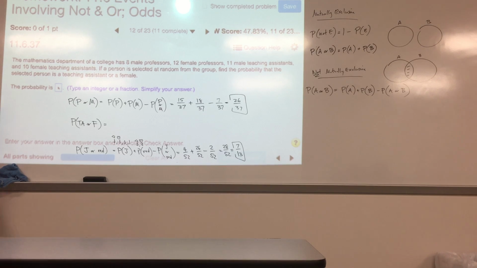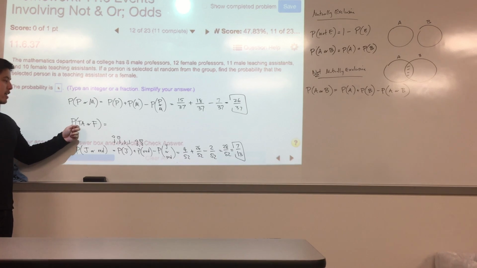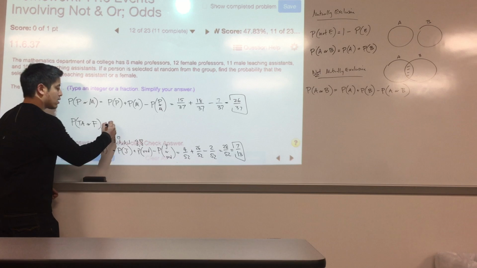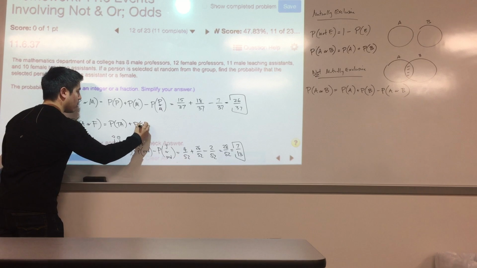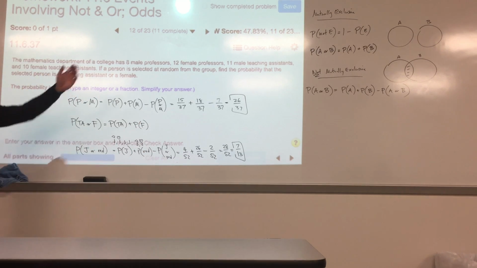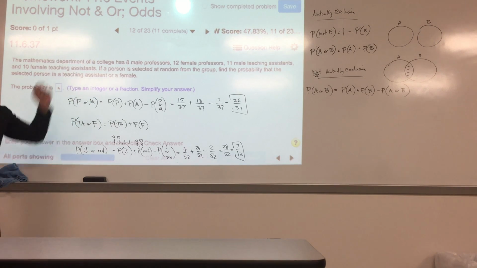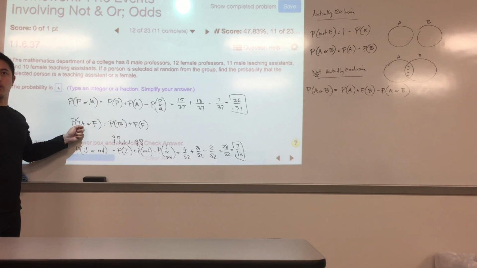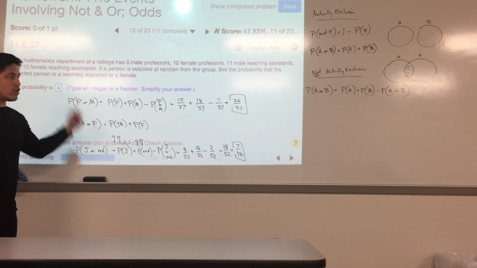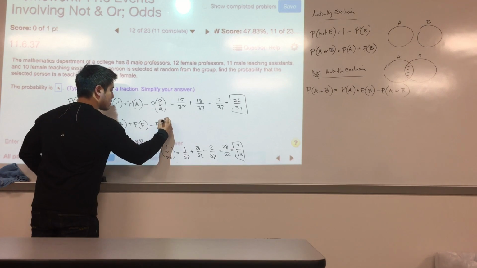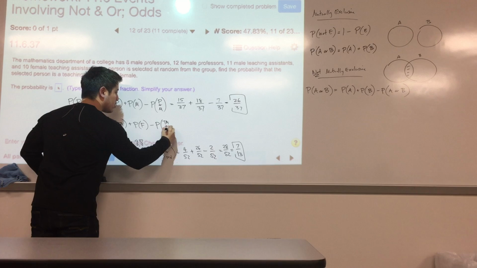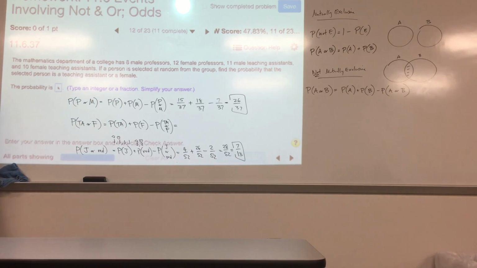Okay. In order to figure out the probability of getting a TA or a female, we need to figure out TA. We need to figure out female. And then we need to decide, is this mutually exclusive or is it not mutually exclusive? Do we have overlap or do we not have overlap? We do have overlap because we do have TAs that are both male and female, right? We do have overlap, so we are going to need to take out the duplicates of TAs who are also female. Does that make sense, guys?